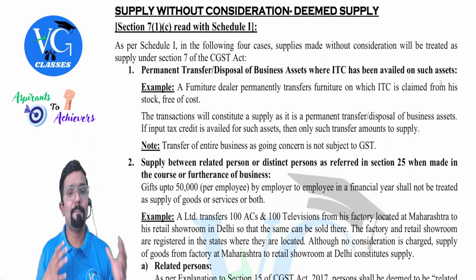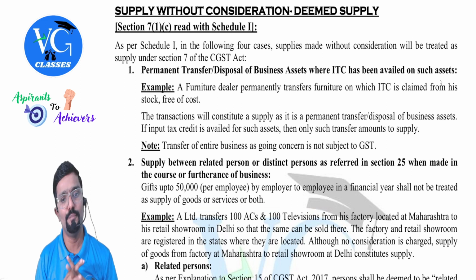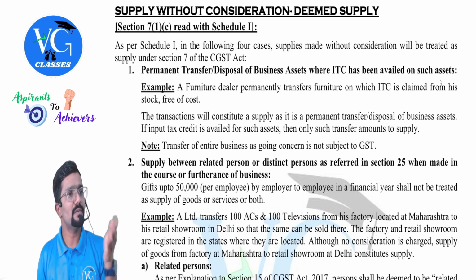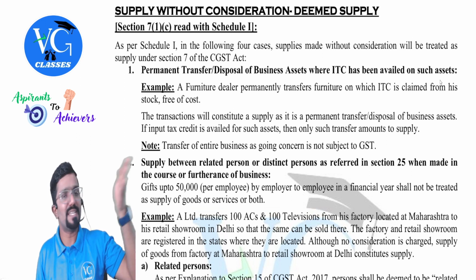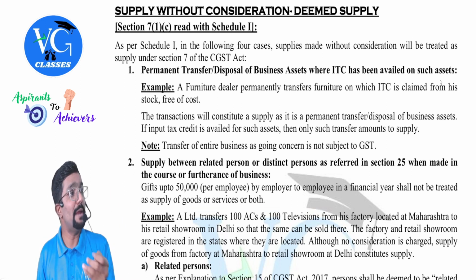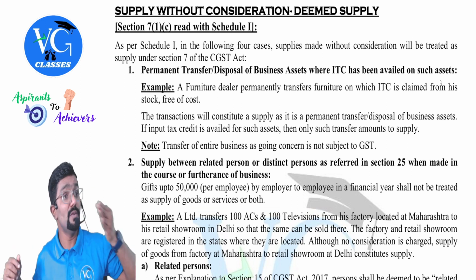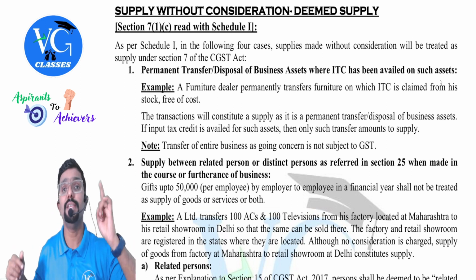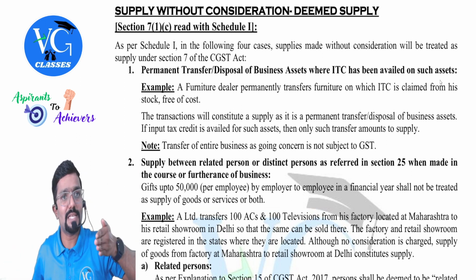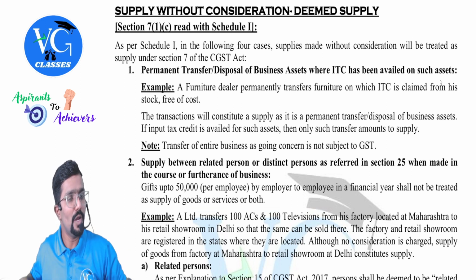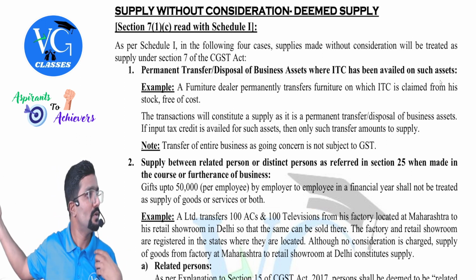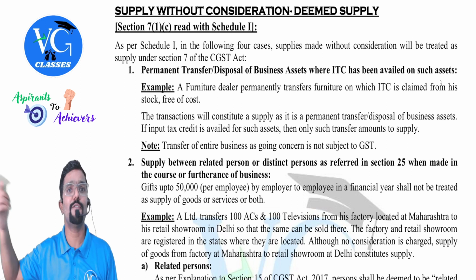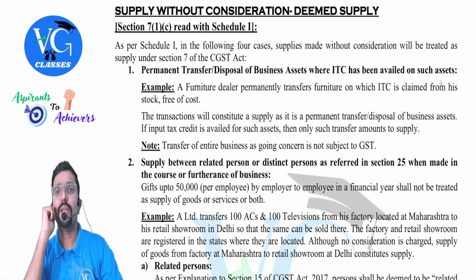Okay, first one. Permanent transfer or disposal of business assets where ITC has been availed on such assets. Now, simple, guys. A business has purchased an asset on which they have claimed ITC. I told you, on inward supply, can we claim input tax credit? Yes. So they purchased an asset, they claim the credit. Now they are giving it free of cost. Is it a supply? Yes.